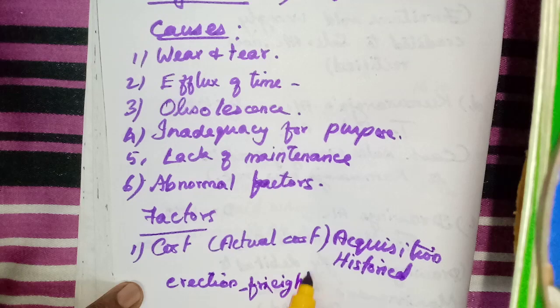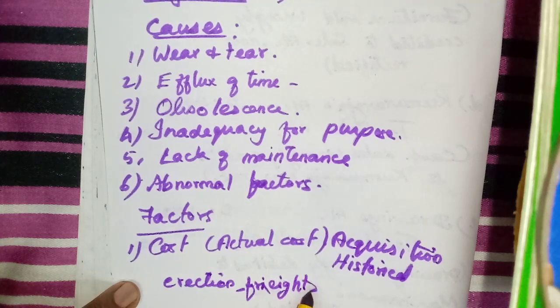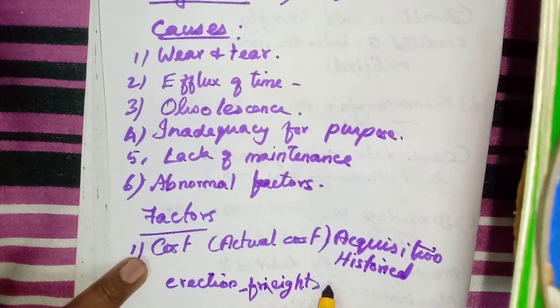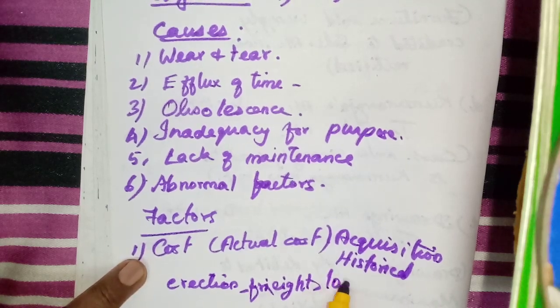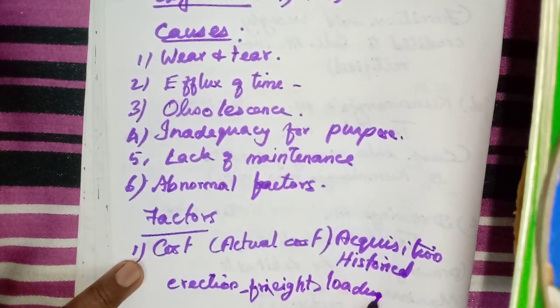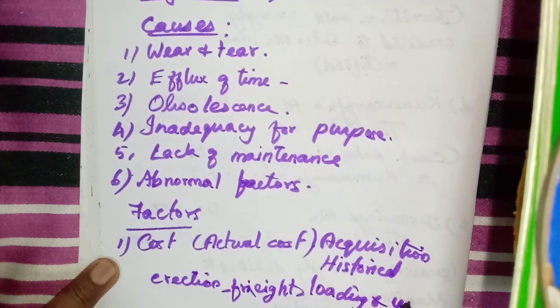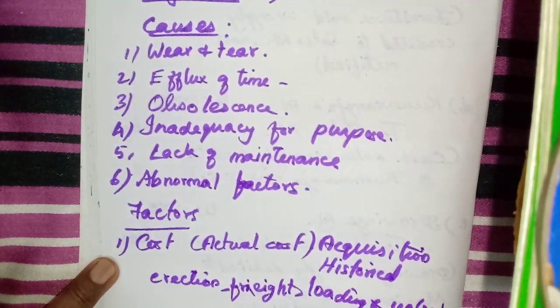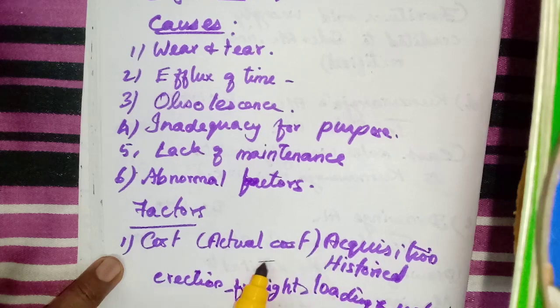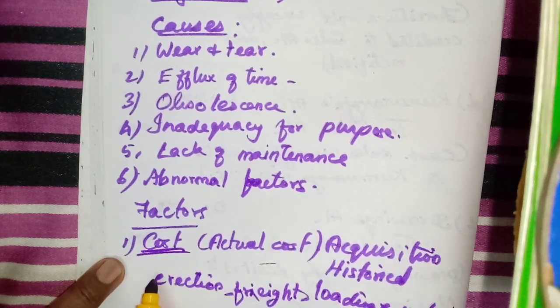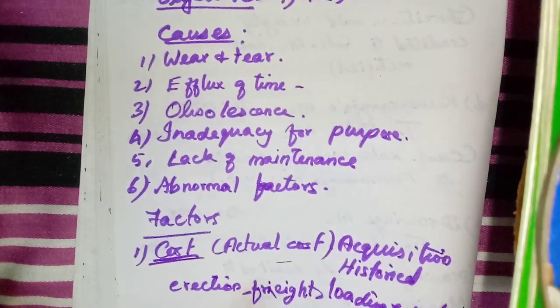If it is brought through the train, that is called freight. Then to load the machineries, so loading charges, unloading charges, loading and unloading charges, all these must be added along with the purchasing price. That is called the total cost of the asset.